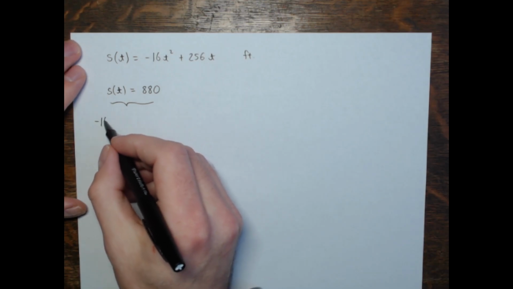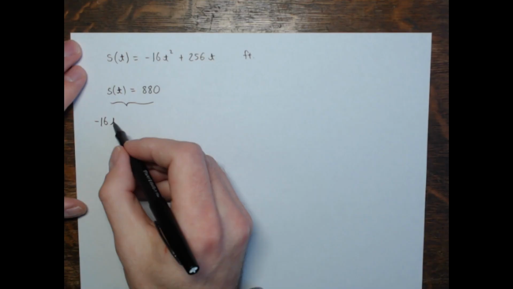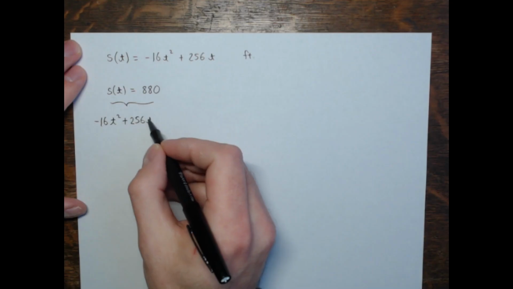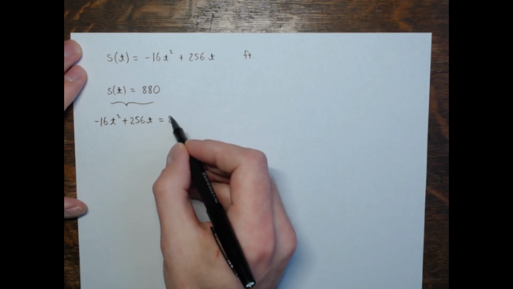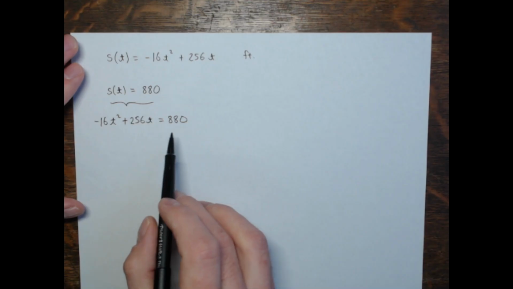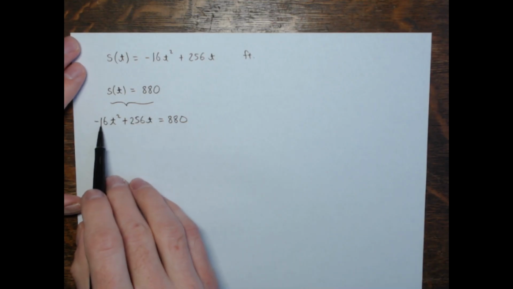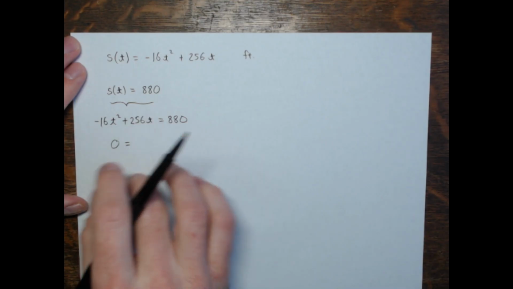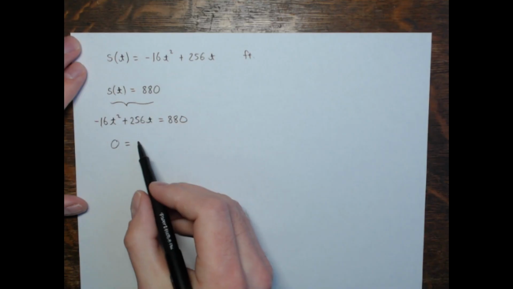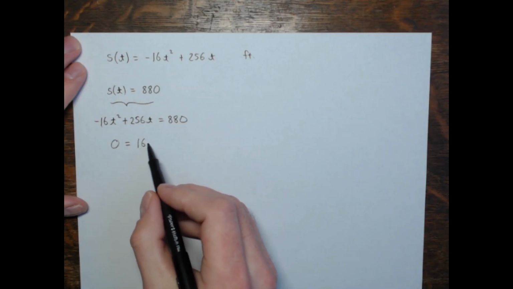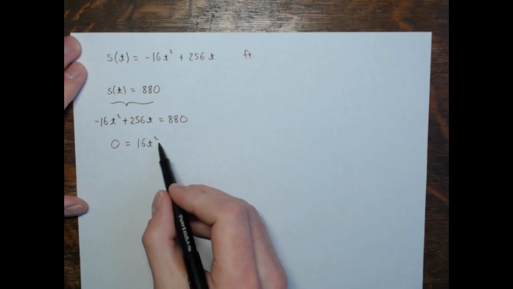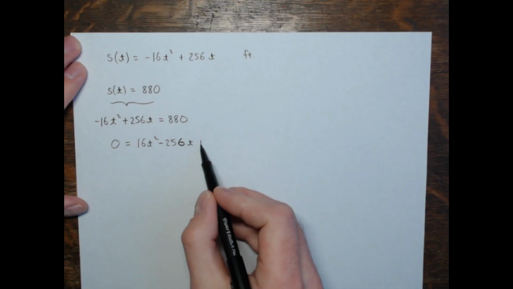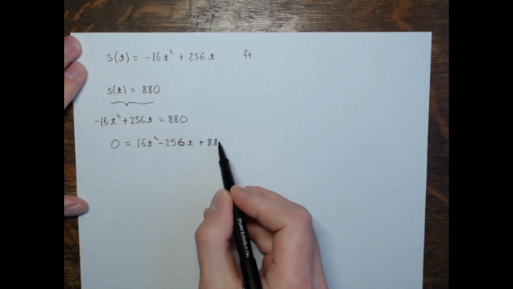So we have negative 16t squared plus 256t equals 880. Again, I can move everything. I like having a positive lead coefficient, so I'm gonna move everything to the right. You can switch sides if you want to keep it on the left, but so I have 0 equals 16t squared, then minus 256t, and then I still have this positive 880 over here.